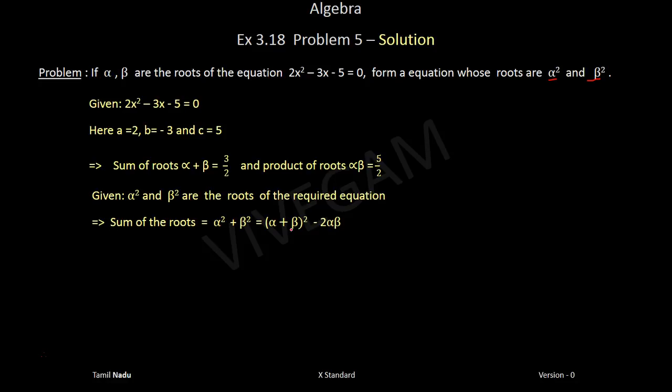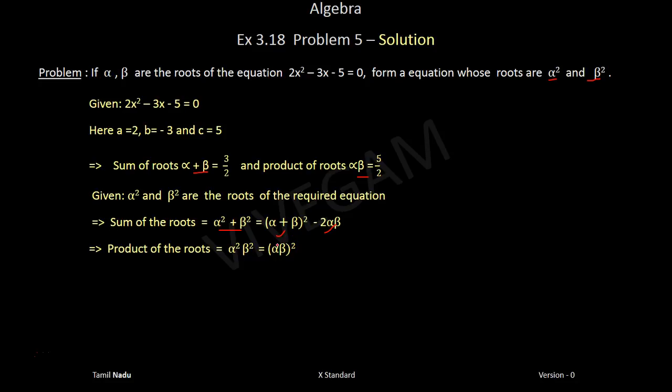As in the previous cases, we have to express them in terms of alpha plus beta and alpha beta. This is the key for all these problems. Because only these two values we know, so everything needs to be expressed in terms of the known values of alpha plus beta and alpha beta. That's all we know here. We know alpha plus beta is 3 by 2 and alpha beta is minus 5 by 2. So using the identity a² + b² = (a + b)² − 2ab, we are getting this formula.